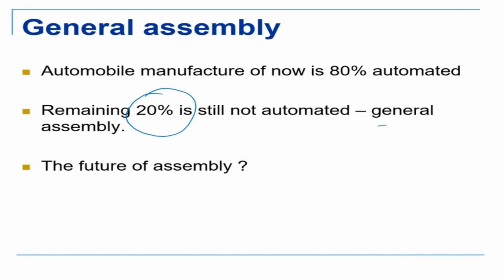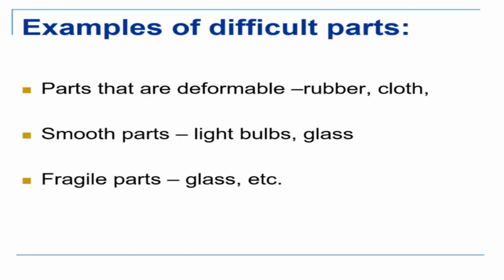And this is basically what is called general assembly, and this is the future of assembly. And this is where in companies, human beings are still required because robots can't do them. What are such tasks where you cannot define the coordinates? Wherever you're handling deformable material, rubber is an example, cloth, wiring. In the automobile industry, you'll always find that there is this rubber which is attached onto the car body.